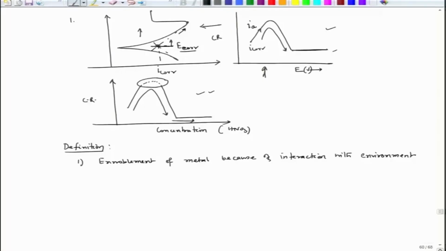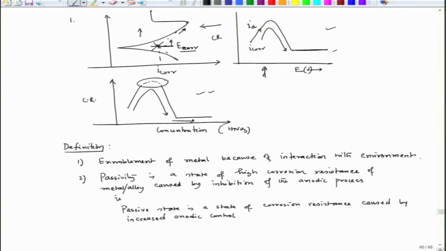For example, if platinum is acting as a cathode, it does not mean that platinum is depositing because a cathodic reaction is taking place. There could be cathodic reactions other than platinum dissolution. In that case, that cathodic reaction has a higher potential. So, it is a noble potential as compared to the active metal, which has a lower potential. So, here we could see that the potential is increasing. We are saying that this is ennoblement of metal because of interaction with environment.